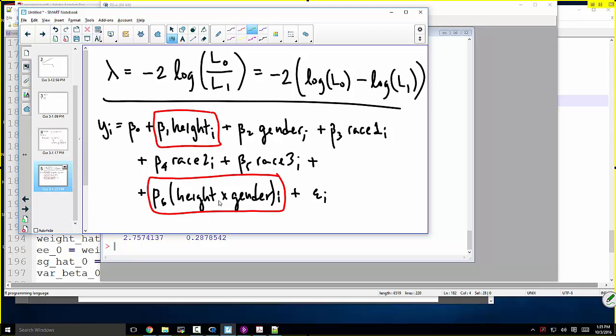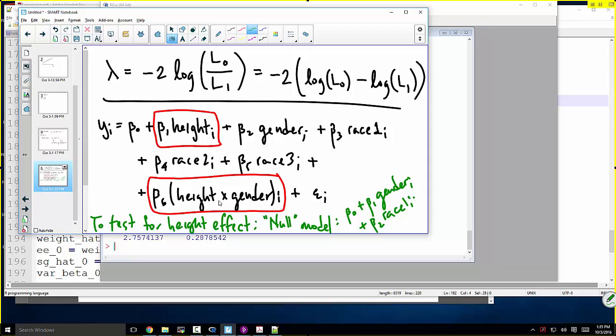To test for a height effect, the null model would be beta 0 plus beta 1 gender plus beta 2 race, and so on, but not the interaction term. Height has been removed.